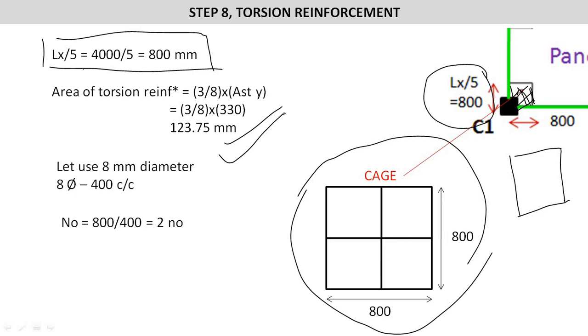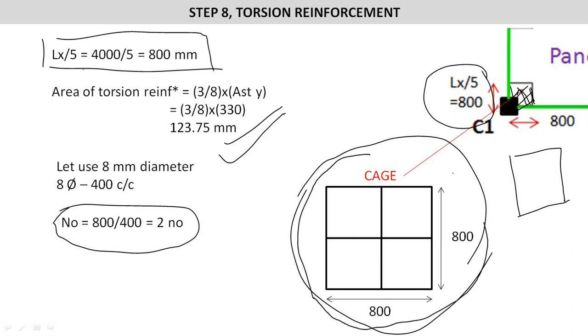Now let us use 8 mm diameter, as there is no requirement of a higher diameter of steel. We will use the minimum reinforcement, so we'll use 8 mm diameter bars at center. So we will now find the numbers. So numbers is equal to 800 divided by spacing, and we'll have 2. The actual cage will be something like this: 800 by 800 and 2 reinforcement. This cage will be placed at all four corners.